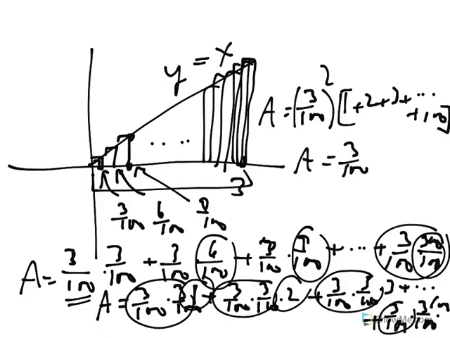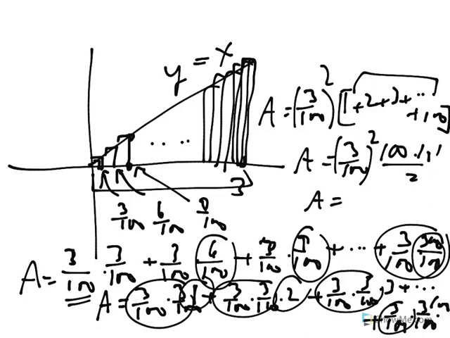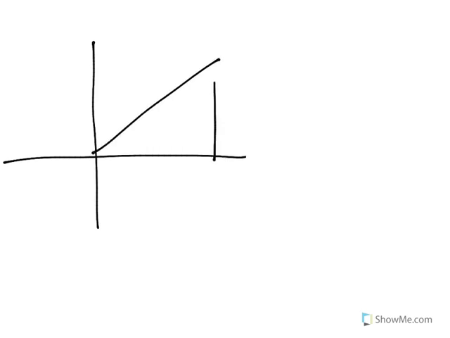So I have 3 over 100 squared, and this we have a formula for, which is 100 times 101 over 2. And if you pop this into the calculator, you get 4.545, which is pretty close to 4.5. But you might say, well, I want to get exactly 4.5. Well, we actually can do that. But for that, these rectangles would have to be so skinny that there would be an infinite number of them.